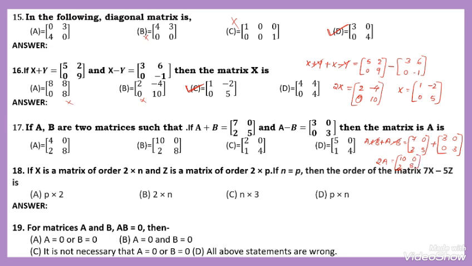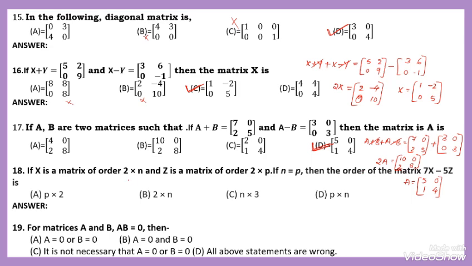We want the A matrix. I will divide each element by 2. The A matrix should be 5, 0, 1, 4. Option D is possible. Option D is right for this one, matrix A.